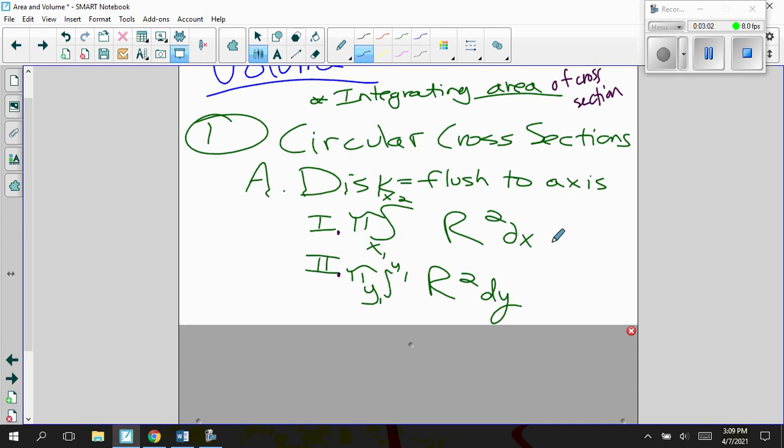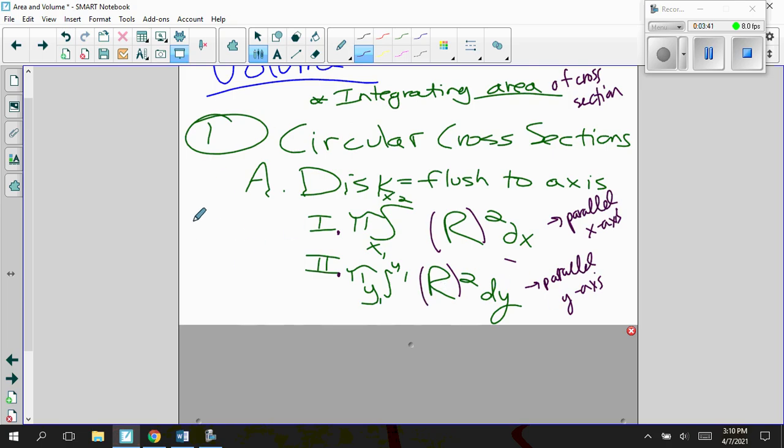And what was different is if we were going around something parallel to your x-axis, we did everything in terms of x. Your bounds were x's, your function was in terms of x, and usually your function was this big r there, and then it was squared. If we were spinning around something parallel to your y-axis, that is when everything changed to in terms of y. So you had y bounds, your function was in terms of y, so it was x equals, all of those things.